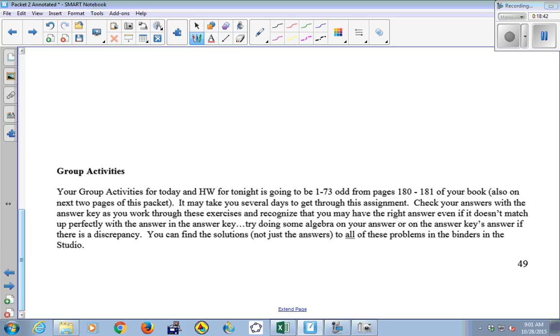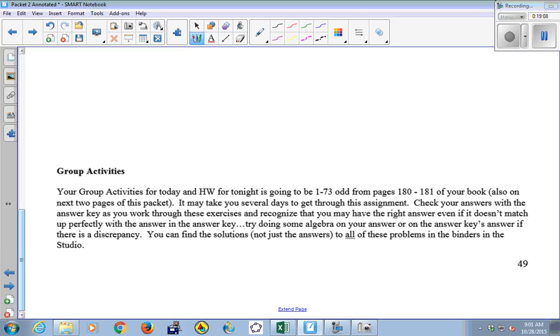Recognize that you may have the right answer, even if it doesn't match up perfectly with the answer in the key, because there's some simplifying that might have happened. And remember that on tests, I do not require you to simplify. Okay, so there's one quick way to see if your answer and the answer are the same. If you graph them both and they have the same graph, you know that they're the same. So that's the one way you can check.